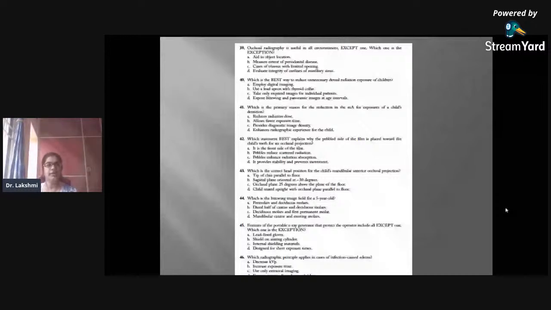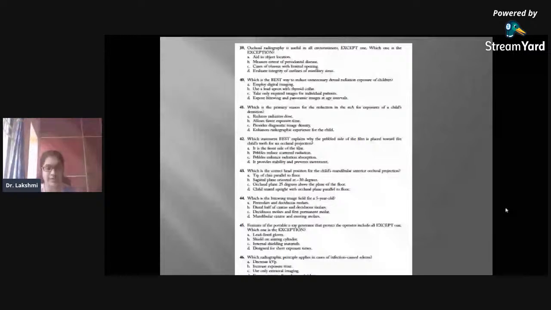40th question, which is the best way to reduce unnecessary dental radiation exposure of children? That is C, take only required images for individual patients, only as and when required. Okay. So coming to 41st question, which is the primary reason for the reduction in the mA for exposure of a child's dentition? Option is C, it provides diagnostic image quality or the contrast sharpness of the image.